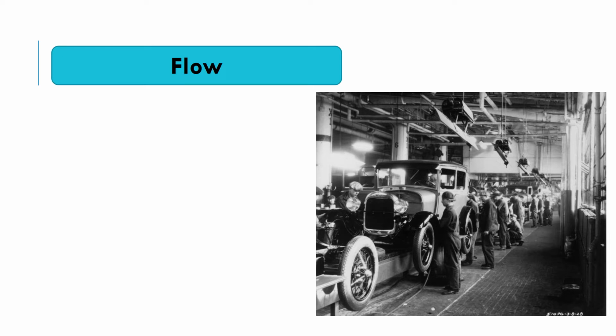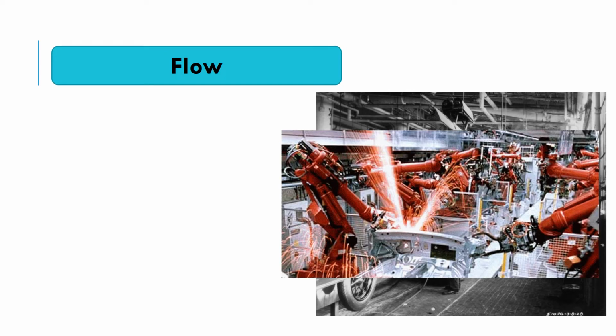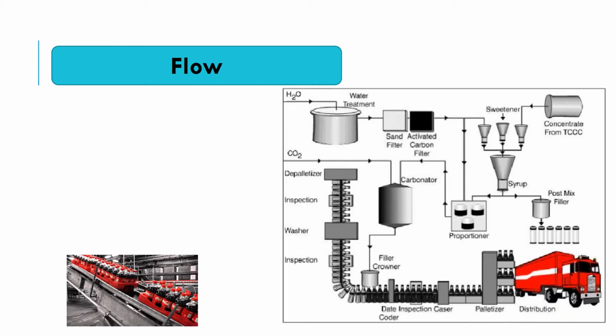The Model T Ford, made by Henry Ford, was one of the first examples of this, where the cars flowed through the plant, and as they moved through the plant, bits were added, and so on. Increasingly, flow production is used to produce many items using technology. A good example would be bottles of Coca-Cola.